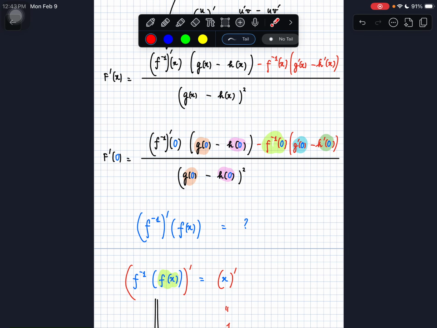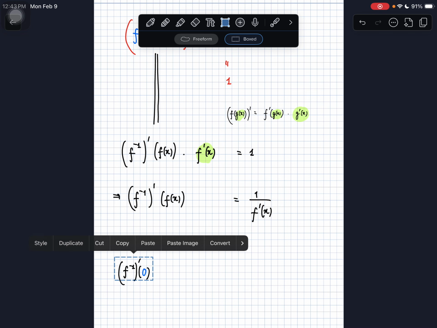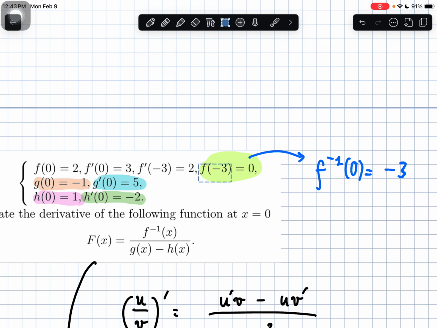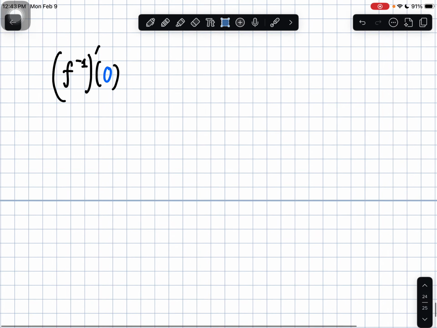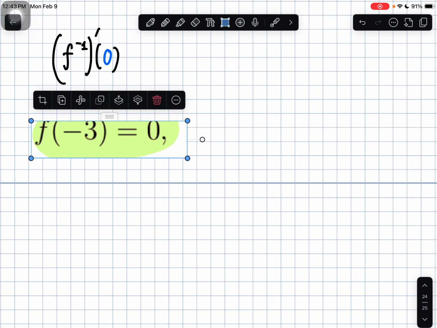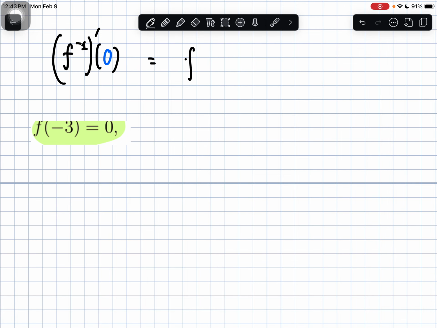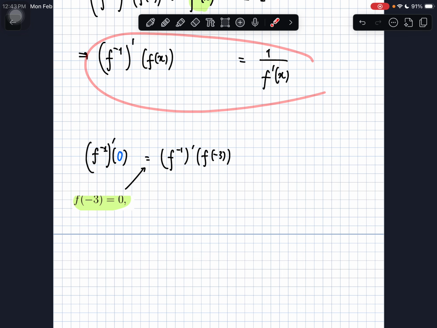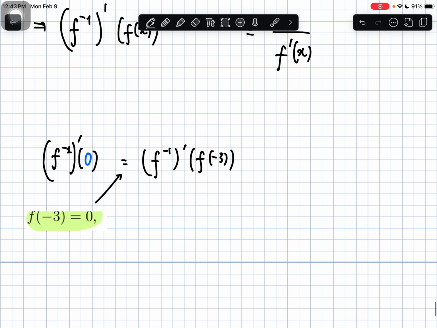F inverse prime at 0. So what is 0? 0 is f of negative 3. So this is f inverse from f of negative 3. And now we use the theorem or the formula we have right here: 1 over f prime of negative 3.